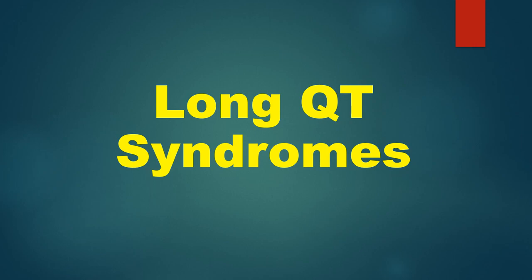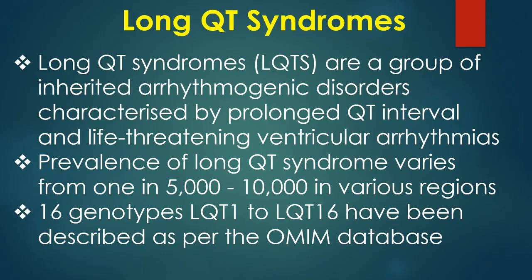Discussion on long QT syndromes, including the genetic types. Long QT syndromes are a group of inherited arrhythmogenic disorders characterized by prolonged QT interval and life-threatening ventricular arrhythmias. Prevalence of long QT syndrome varies from 1 in 5,000 to 10,000 in various regions. 16 genotypes, LQT1 to LQT16, have been described as per the OMIM database.